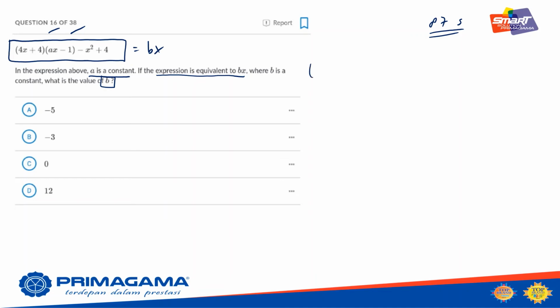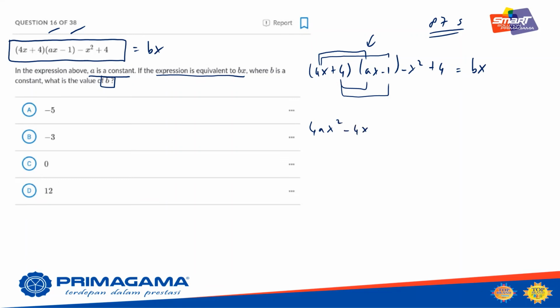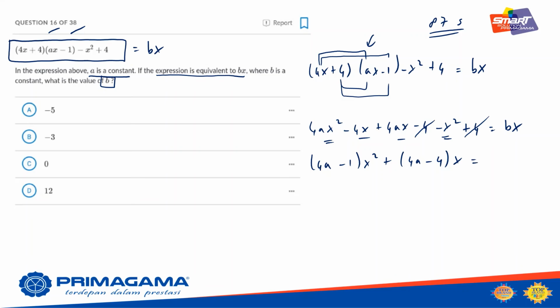Like before, let's rewrite the question first. (4x + 4)(ax - 1) - x² + 4 is equal to bx. Let's solve the left-hand side. Multiply 4 with a, 4 with minus 1, and we will obtain 4ax² - 4x + 4ax - 4 - x² + 4 is equal to bx. We can simplify minus 4 with plus 4, group x² with x², x with x, and we will obtain (4a - 1)x² + (4a - 4)x is equal to bx.